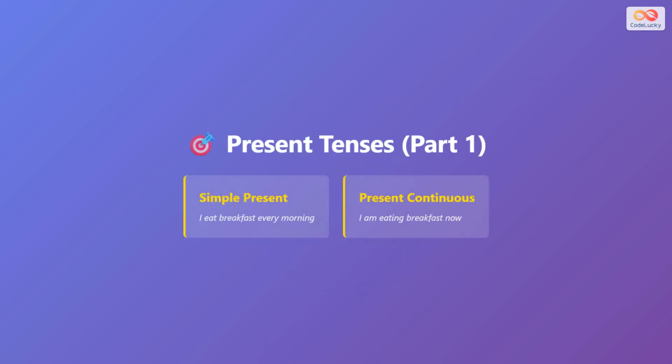Let's start with present tenses. The first tense is simple present. We use simple present for actions that happen regularly or are always true. For example, I eat breakfast every morning. This describes a regular habit.